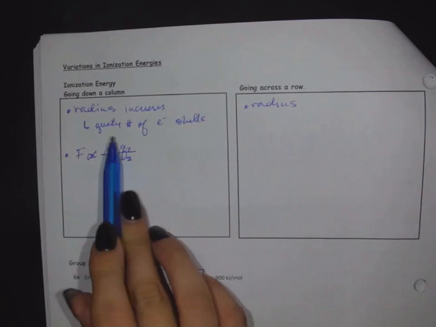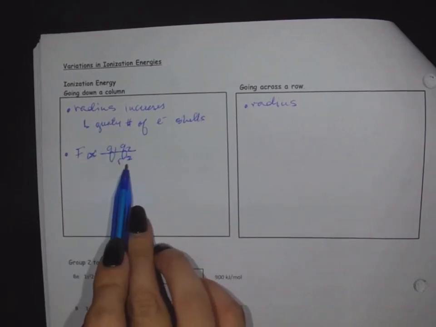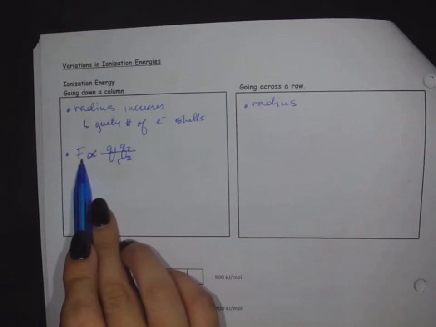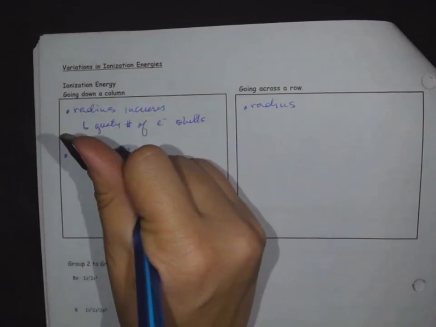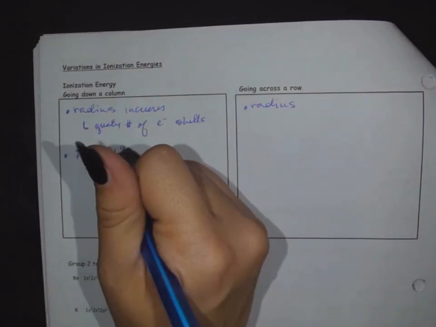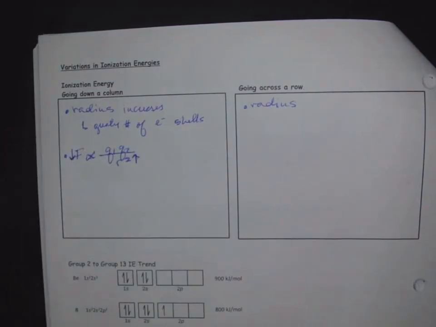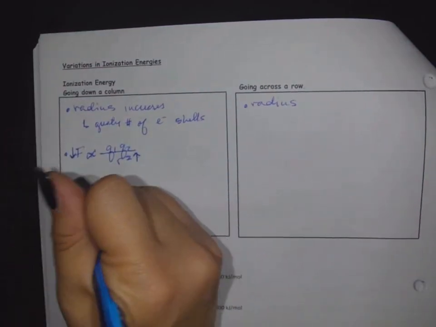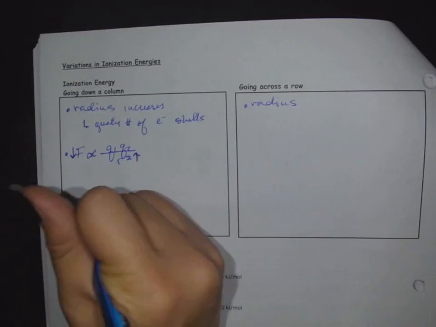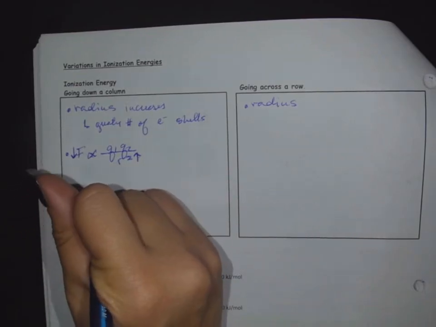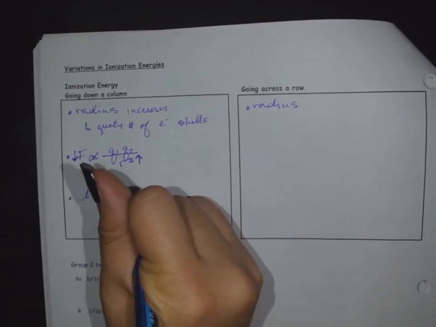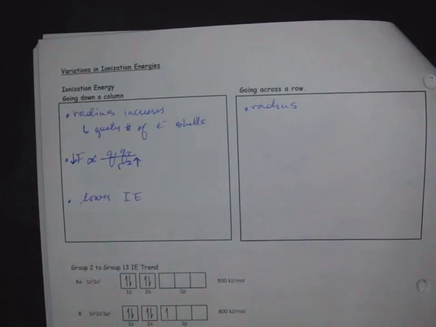that if this distance increases, right, if the radius is bigger, then the force of attraction is weaker. So when the distance increases, the attraction decreases. If we have a lower attraction, then that would be a lower ionization energy. So those are the 3 points that I would hit when describing ionization energy going down a column.